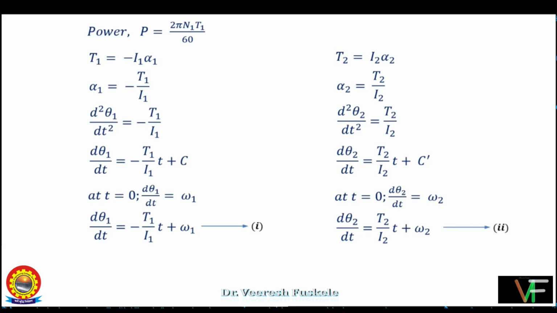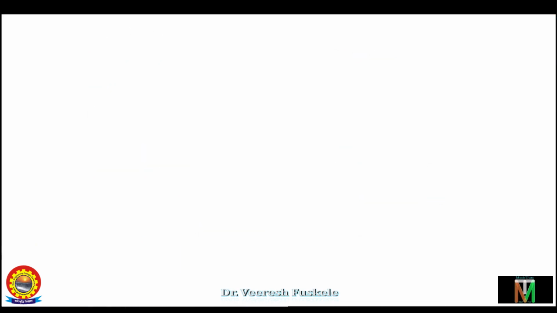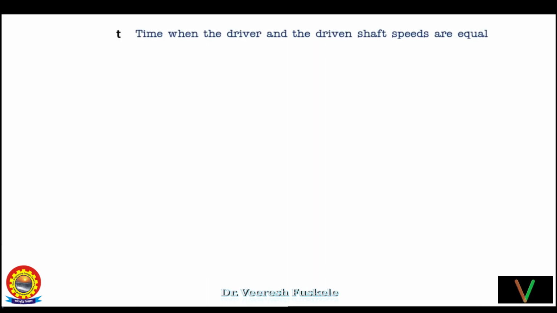Now, as the driven shaft is engaged with the driving shaft, initially there will be some slip due to the speed differential. But after some time t, both the driver shaft and the driven shaft will have equal speeds. So let t be the time when the driver and the driven shaft speeds are equal. At that time the torque transmitted will be the same. As the speeds will be equal, we can write that d theta 1 by dt is equal to d theta 2 upon dt, which implies that from equations 1 and 2 we can write minus T1 upon I1 t plus omega 1 is equal to T2 upon I2 t plus omega 2.